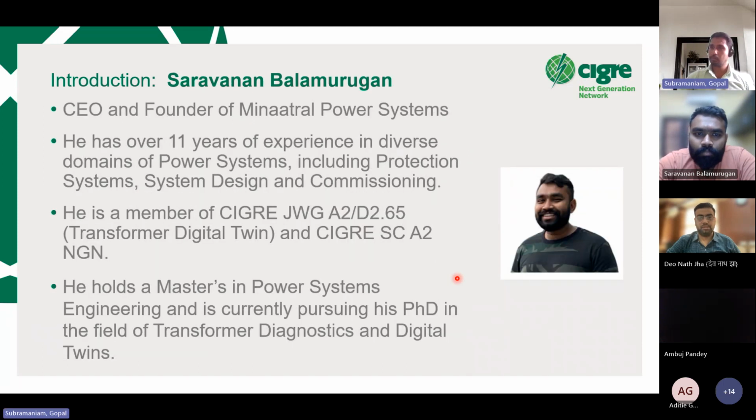And welcome Saravanan Balamurugan, the founder and CEO of Minatal Power Systems, who has 11 plus years of experience in different domains of power system, which includes protection system design and commissioning as well. He is also a CIGRE joint working group member between A2 and D2, which involves the activities of transformer digital twin. He holds a master's in power system, and he's pursuing his PhD in transformer diagnostics and digital twin. Thank you both, and over to Saravanan for your presentation.